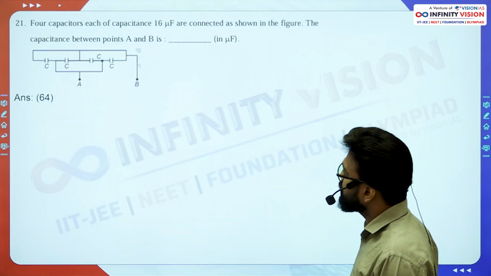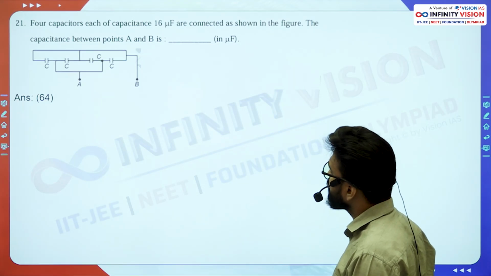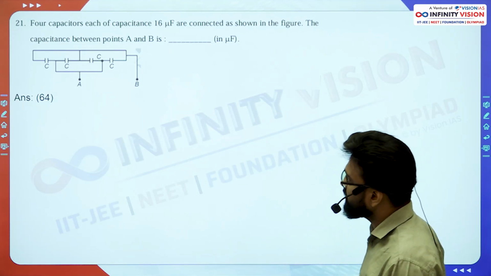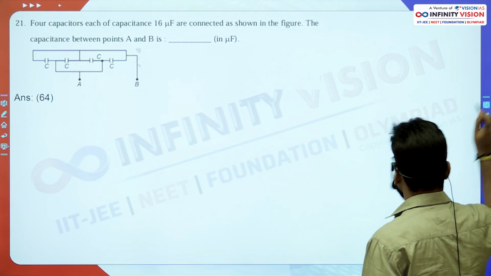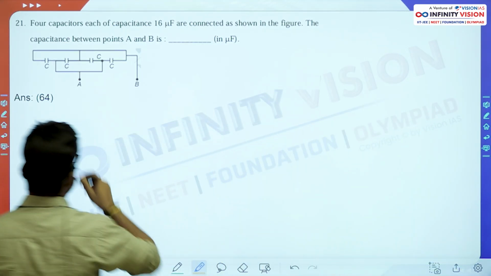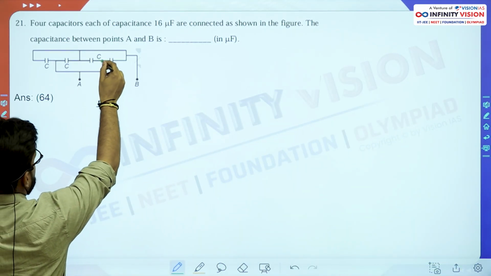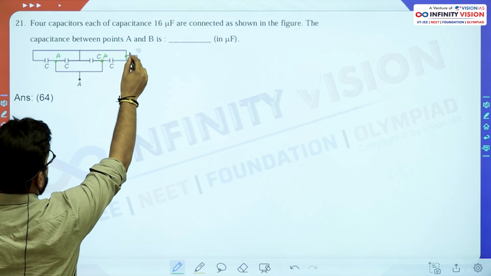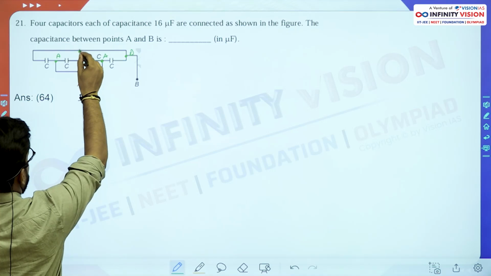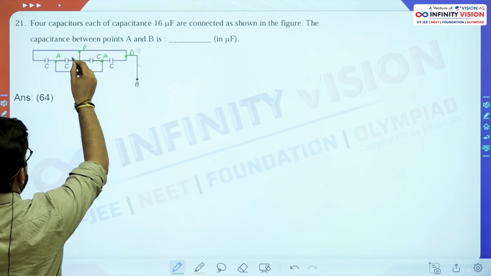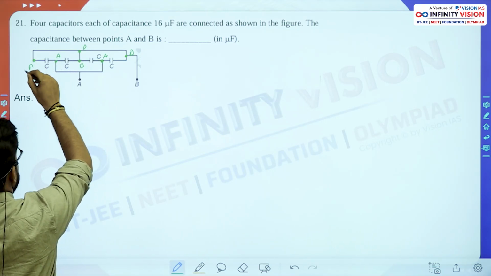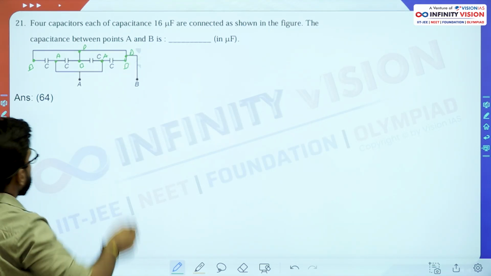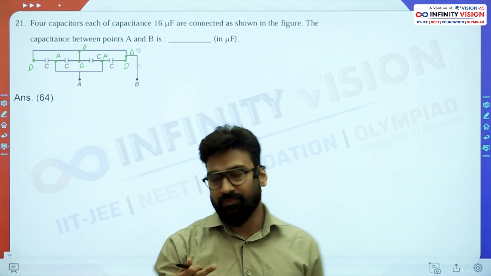Next, in the capacitor circuit shown, each capacitor having capacitance 16 microfarad is connected as shown in the figure. What would be the capacitance between A and B? We already know that these are connected through wires, so this would have the same potential as A. This B would have the same potential at this point and at this point also, because they are connected through wire, so they would have the same potential.